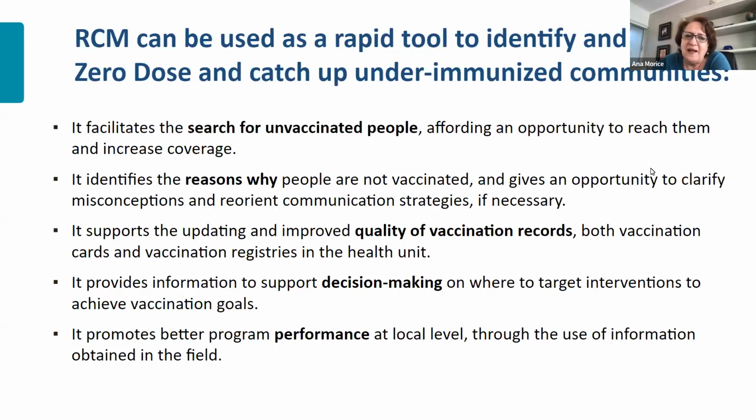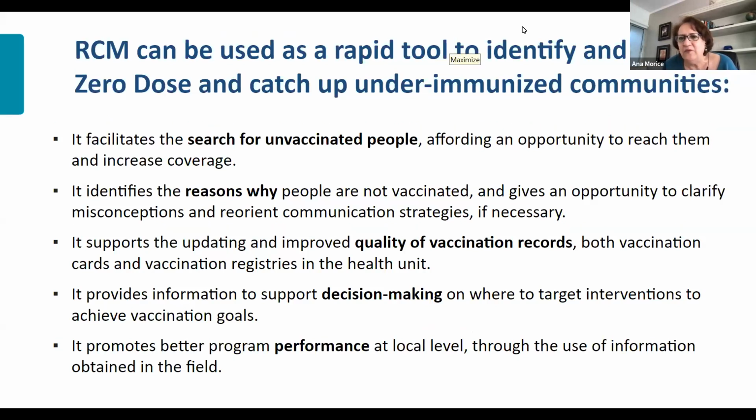But it is also a tool that is helpful to assess the quality of vaccination records: both vaccination cards, if the population has the cards, because this is an important tool to review if they are vaccinated or not, but also the vaccination registries in the health unit. So we have been using RCM as a tool when we conduct data quality assessments. It provides information to support decision-making, to whether target interventions. That's why this is one of the tools included in the toolbox, because this is a targeted assessment. But I think this is a very important one. It promotes better EPI program performance at the local level, because it provides information on the reality of the communities.